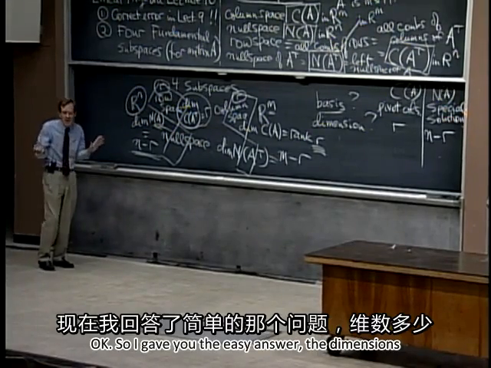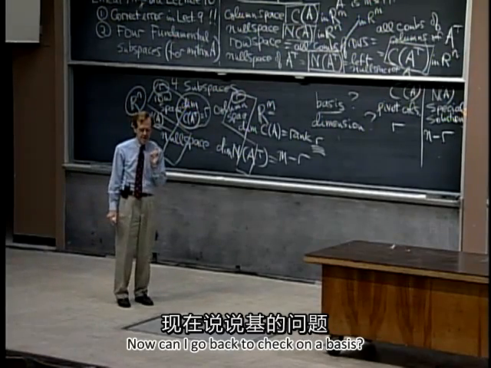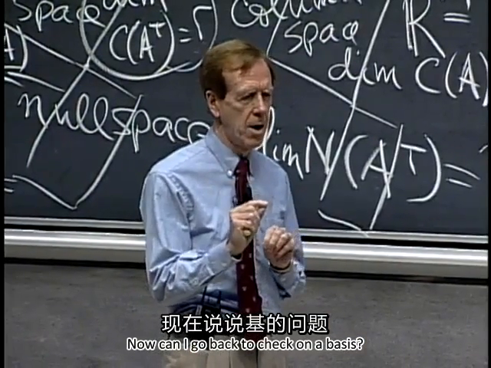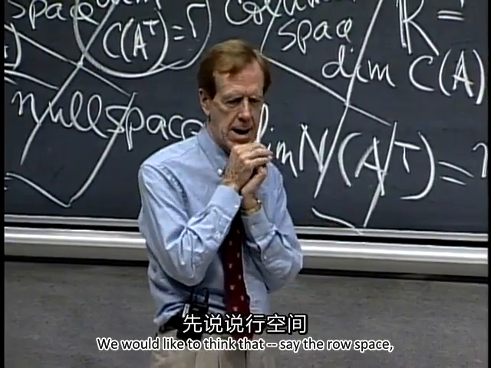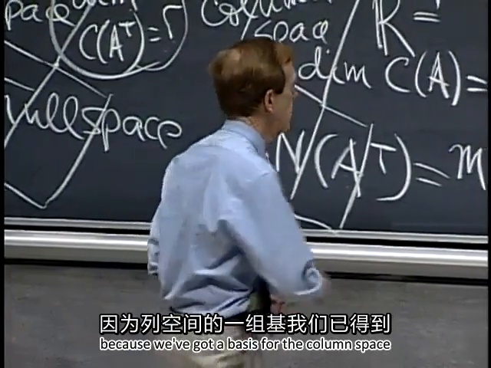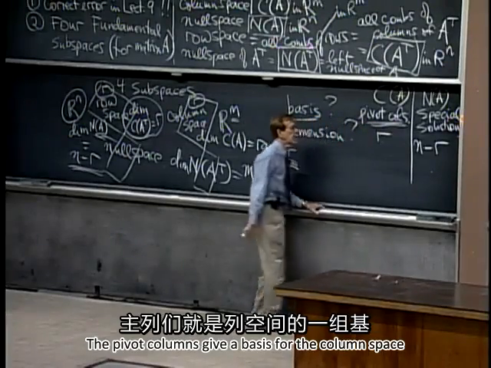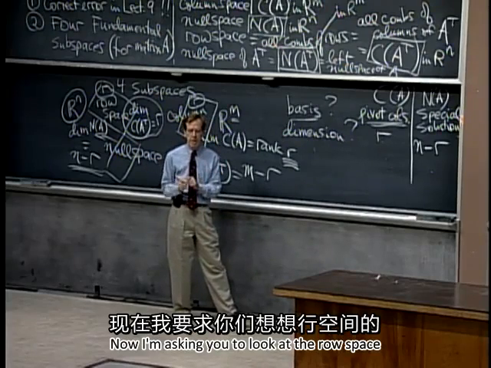Okay, so I gave you the easy answer, the dimensions. Now can I go back to check on a basis? We would like to think that, say, the row space, because we've got a basis for the column space. The pivot columns give a basis for the column space. Now I'm asking you to look at the row space.